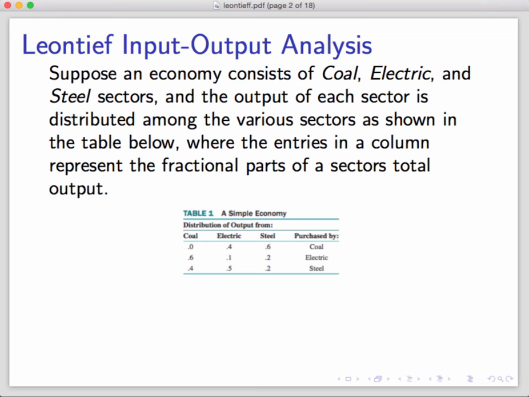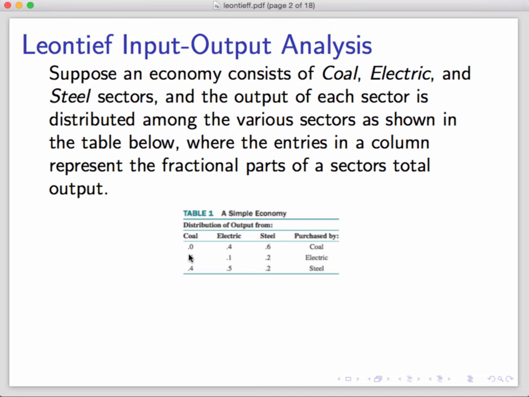Suppose that an economy consists of coal, electric and steel sectors, and the output for each sector is distributed among the various sectors as shown in the table below, where the entries in a column represent the fractional parts of a sector's total output. The basic idea here is that each one of these sectors is dependent upon the other sectors, and so when we look at the table, we can see that the distribution of output is divided up into the columns of the table, where the rows of the table represent what is needed by each one of the sectors.